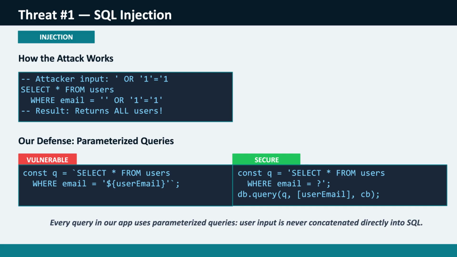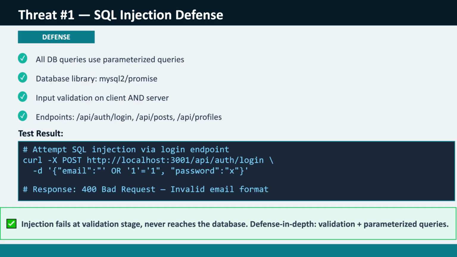You can see the difference on the slide. The vulnerable version concatenates user input directly into queries, while the secure version uses placeholders. In our application, every database interaction sanitizes input. Our backend receives requests from the front end, validates that the input matches expected patterns, for example, email looks like an email, and then passes it to parameterized queries. The MySQL driver handles the rest.